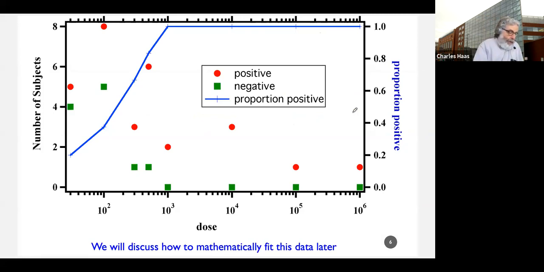So various doses from about 10 oocysts all the way up to 1 million were administered. And at each dose group, some number of subjects were administered that dose. The red circles represent the subject at that dose who were positive. So at the low dose, 5 were positive, 4 were negative, and the proportion positive given on the left-hand axis.